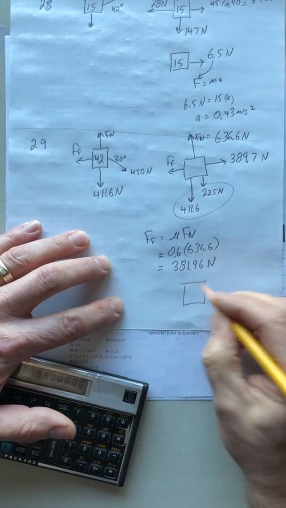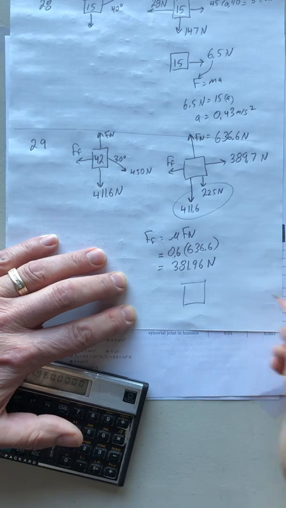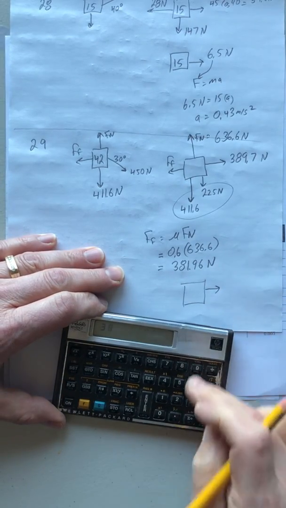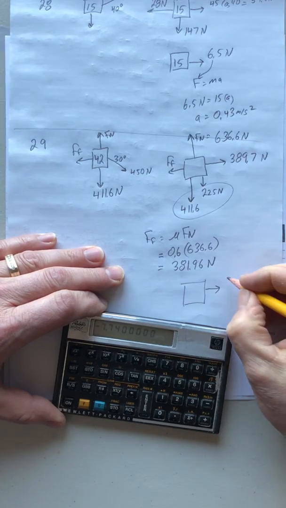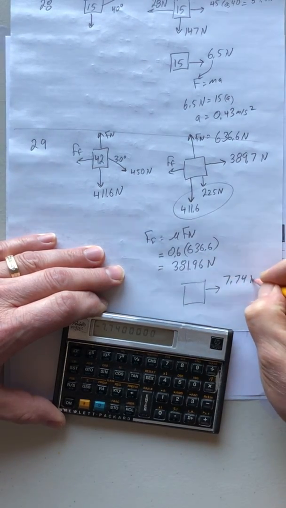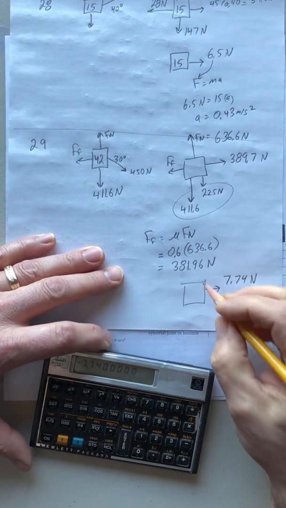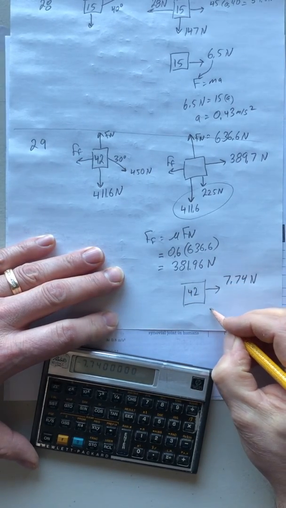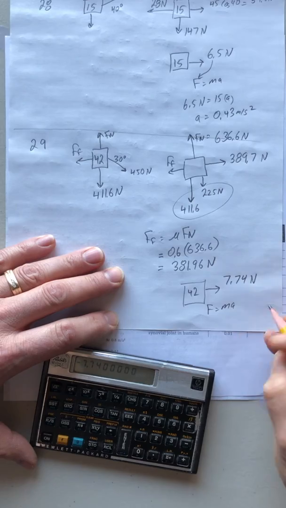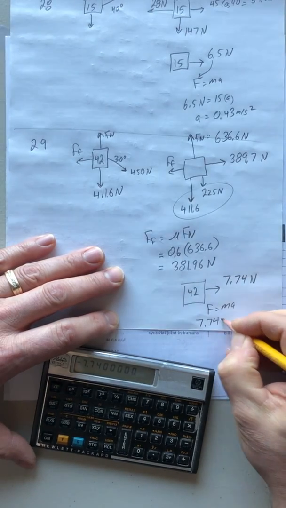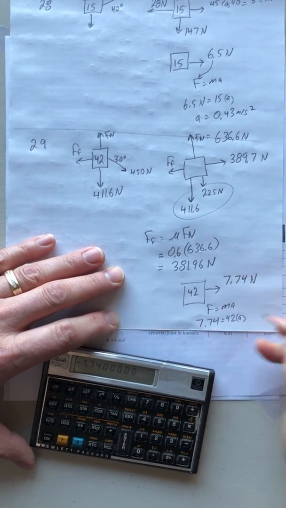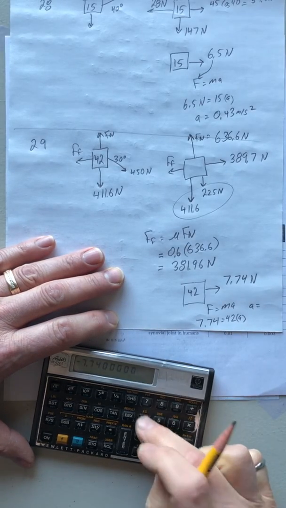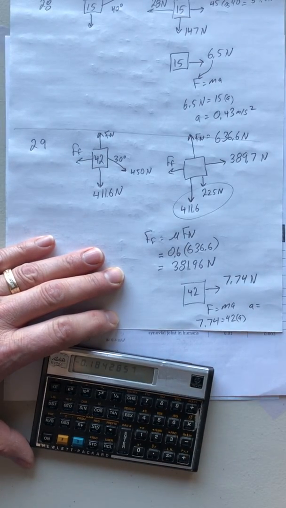But then when we draw the net force, up and down cancel. I will do a small net forward force of 7.74 newtons. And the cart weighs 42 kilograms, so we can find the acceleration. 7.74 equals 42 times A. A will equal 0.18.